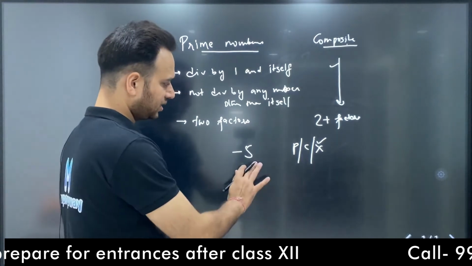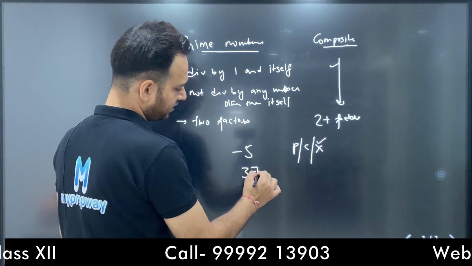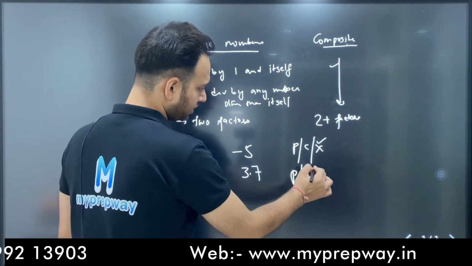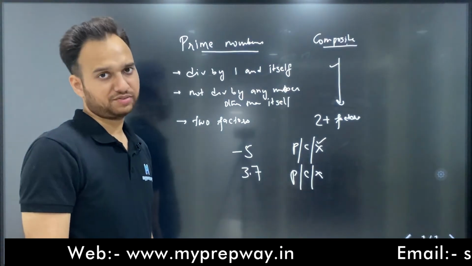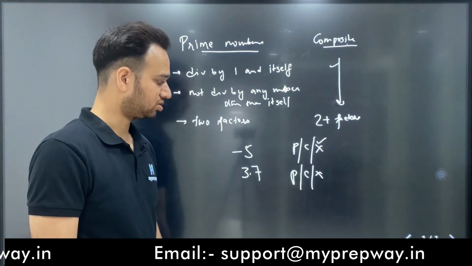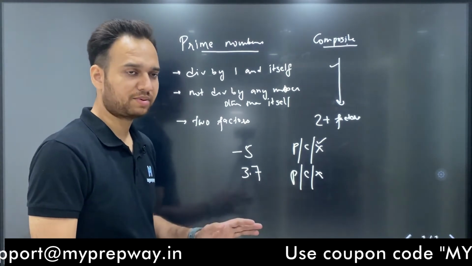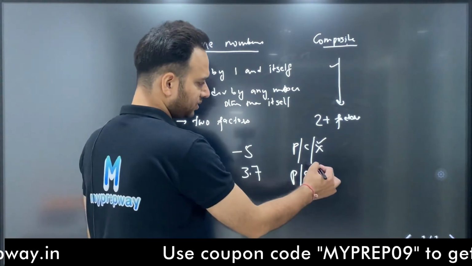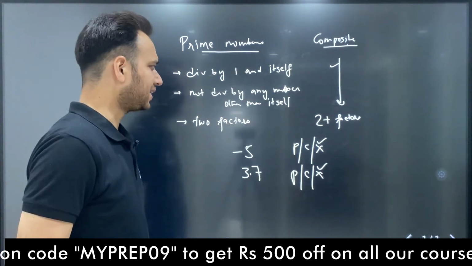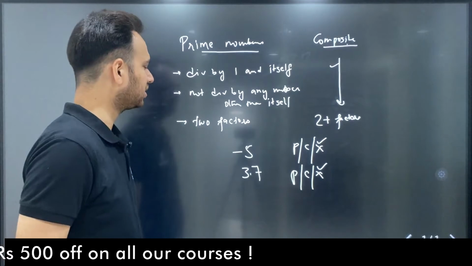That's fine, but what if we have something like 3.7? Is it a prime number or a composite number or nothing? 37 is obviously a prime number. So what about 3.7? 3.7 is not a prime number, neither is it a composite number. It is nothing, neither prime nor composite. According to this definition, you can interpret that it is wrong.